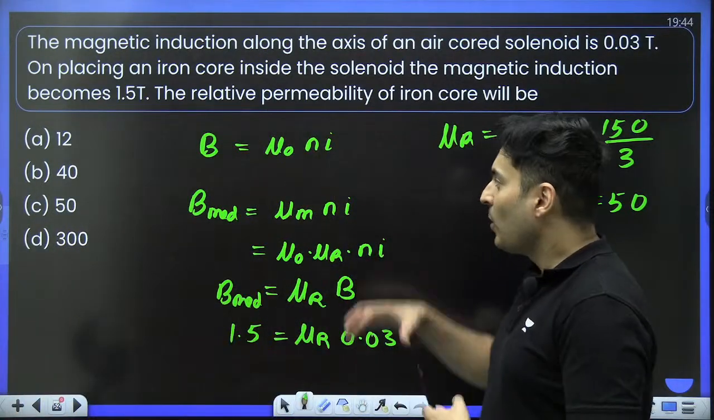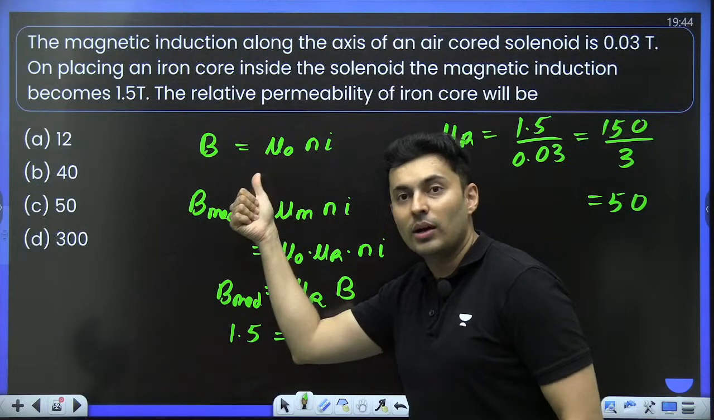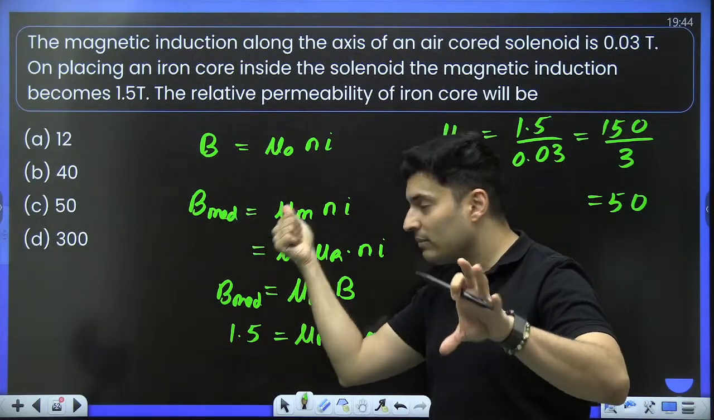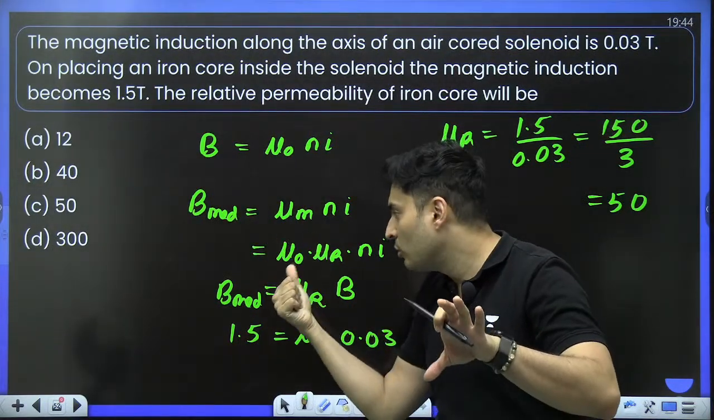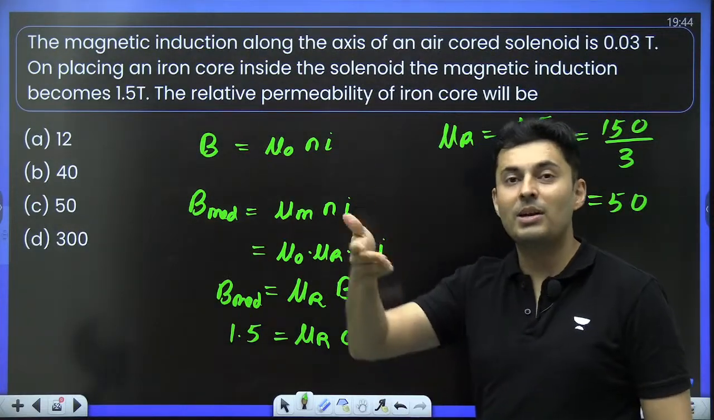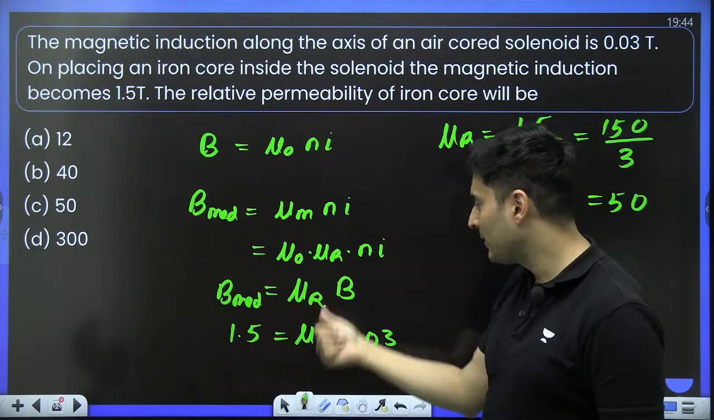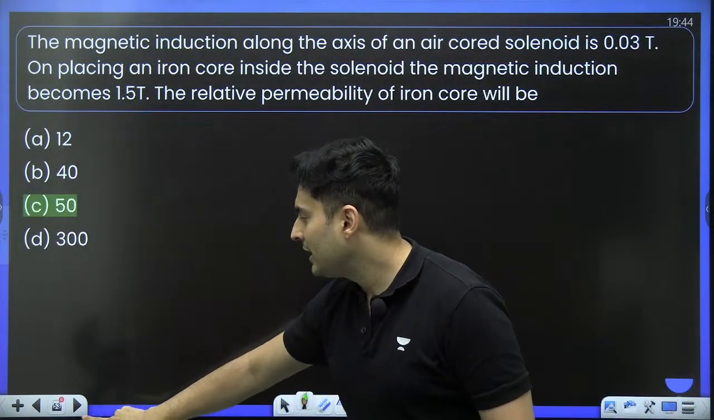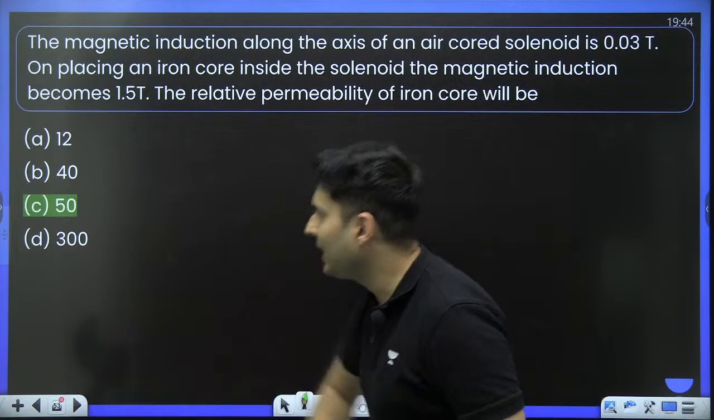So when you add the material, this mu naught will no longer be mu naught, it will be mu of the medium. And mu of the medium is mu naught into the relative quantity, just like how it happened with permittivity, dielectric constant and all of that. So you get the answer. Very simple substitution. Let's go to the next question.